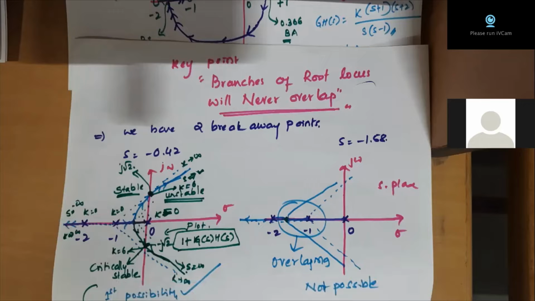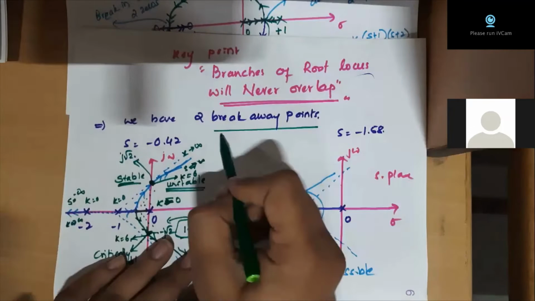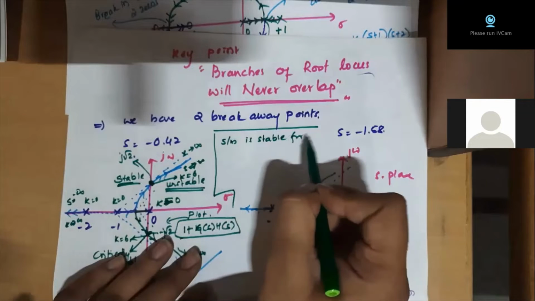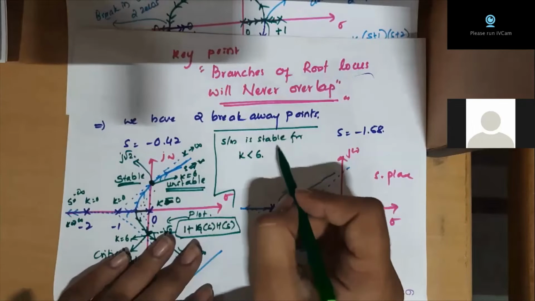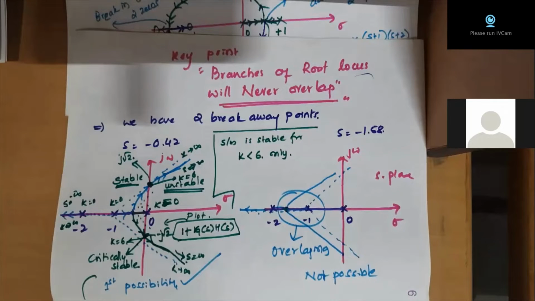So we have already studied, even if one of the roots lies in the right half, the system is unstable. So from this we can conclude that for any value k lesser than 6, the system is absolutely or asymptotically stable, and for any value k greater than 6, the system is unstable. So that condition we have to mention here. The closed loop system is stable for k less than 6 only. So this is our final answer.